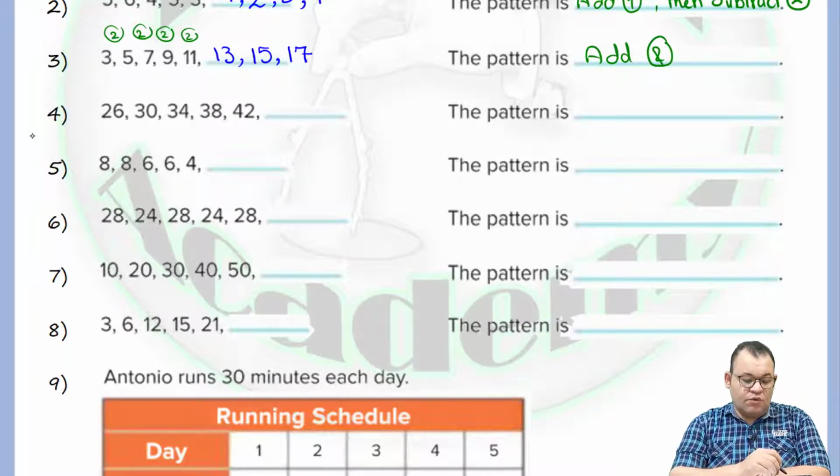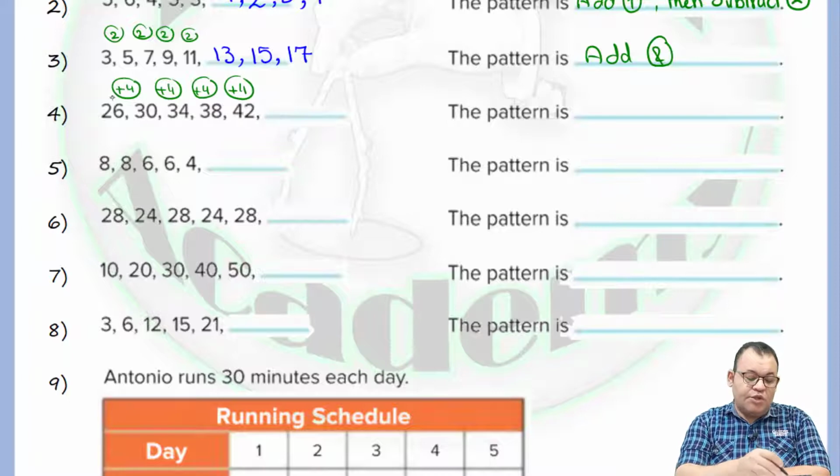Now in question number 4. 26 becomes 30. By increasing, we add 4. 30 will be 34 by adding 4. 34 will be 38 by adding 4. 38 will be 42 if we add 4. So the sequence that we have, we add 4 each time.